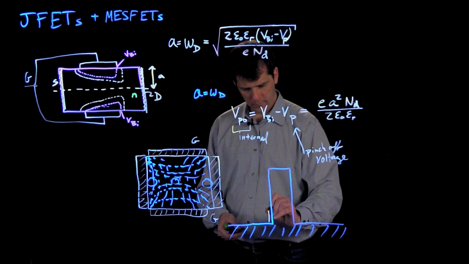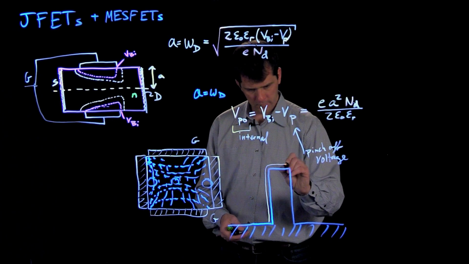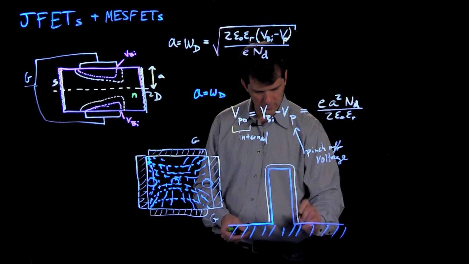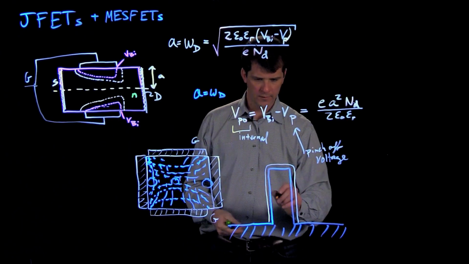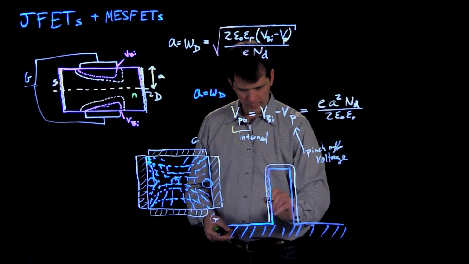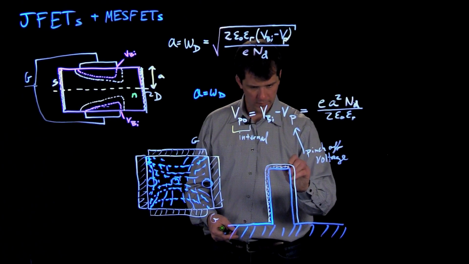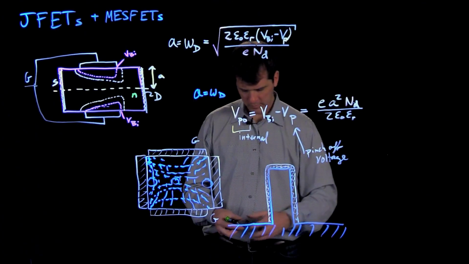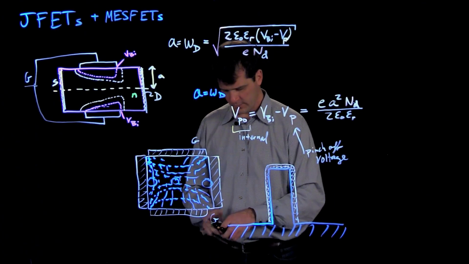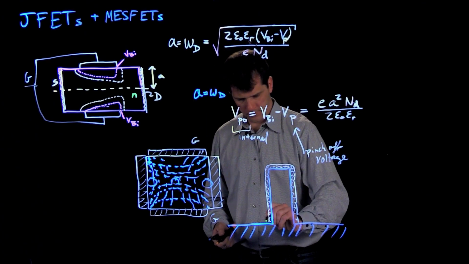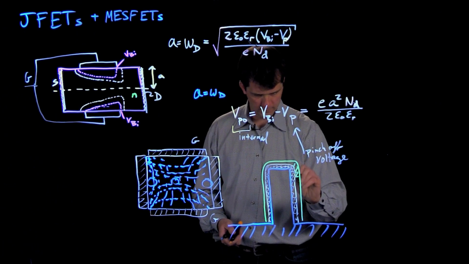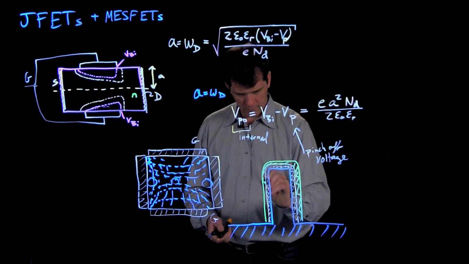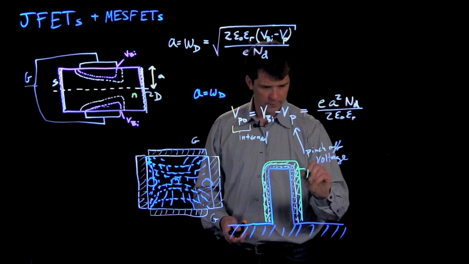And then, again, we're looking along the source to drain direction here. What if we could wrap the entire thing in a very thin oxide and then apply a gate metal around it on the outside? So this structure is known as a FinFET.